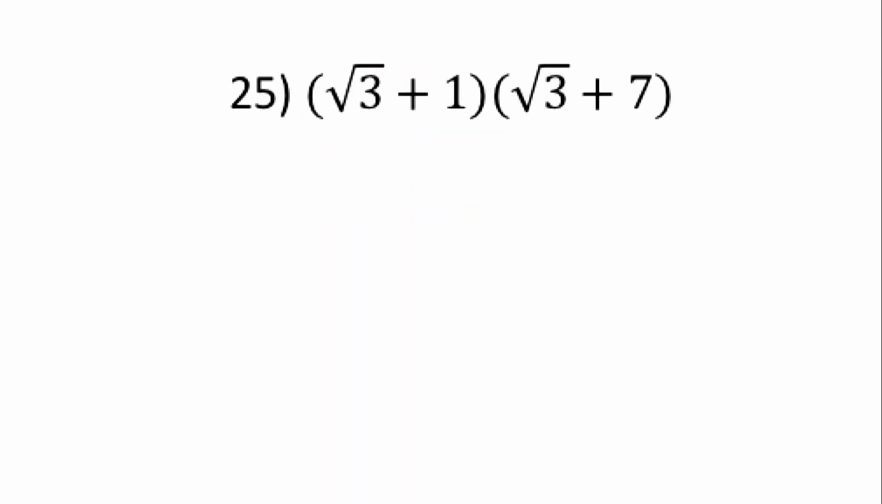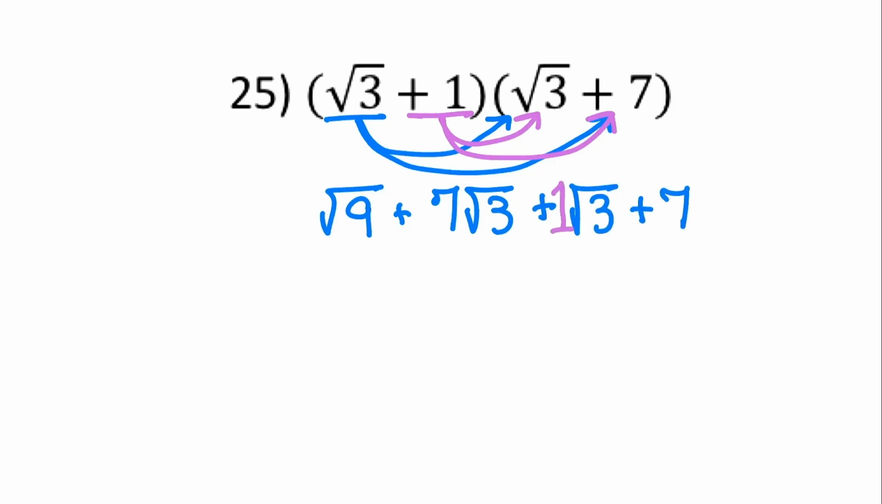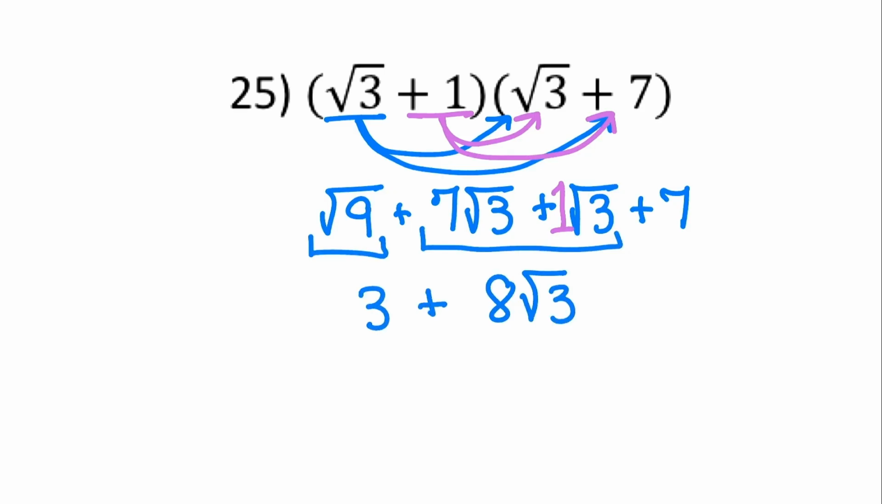Here, we're going to distribute our first term to both terms in the second set of parentheses, and then we're going to distribute the second term to both terms in the second set of parentheses. So this is going to be the square root of 9 plus 7 radical 3 plus radical 3 plus 7. And if we have 7 radical 3's and we are adding 1 to it, that means we're going to have 8 radical 3's. So this is going to simplify to 8 radical 3. The square root of 9 is 3, and we can just go ahead and add the 7 and the 3 together to get 10 plus 8 radical 3.